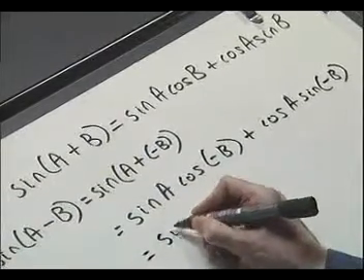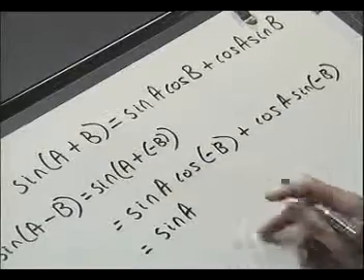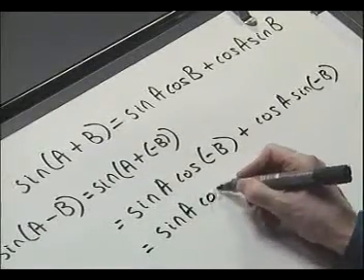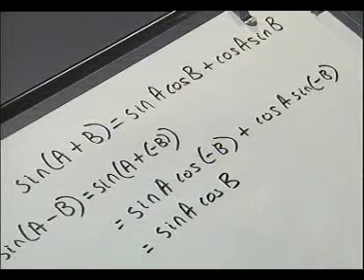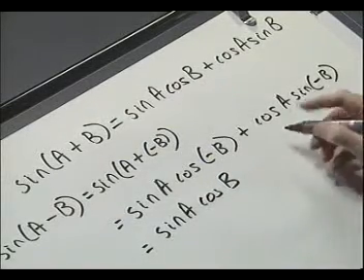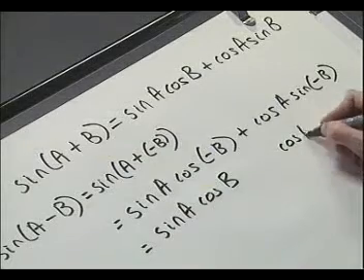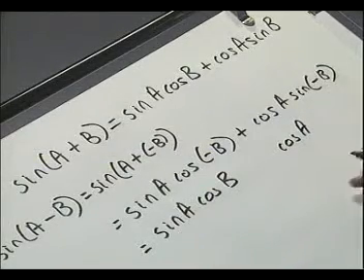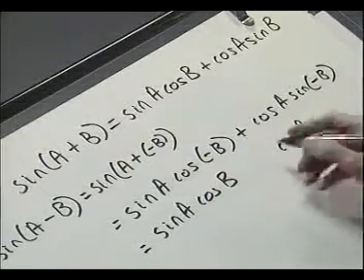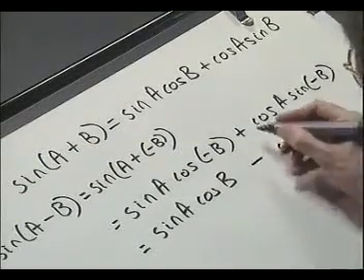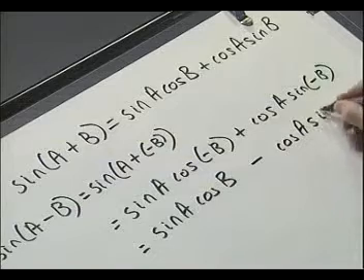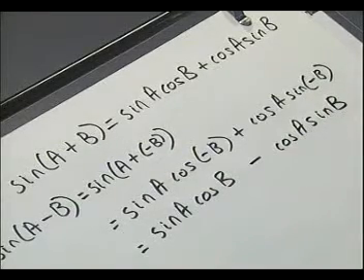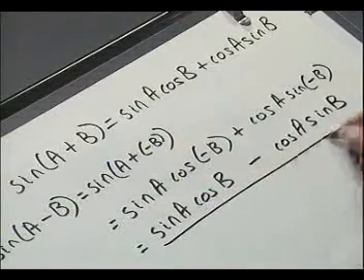Well, the sine A is okay, and the cos of minus B is just cos B. The cos A is okay, but the sine of minus B is minus sine B. So that's going to change that plus sign into a minus sign, and I can just write sine B at the end.